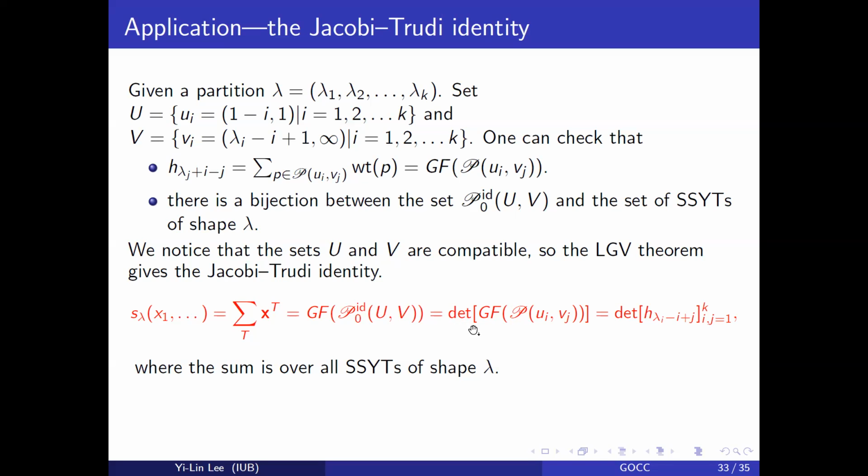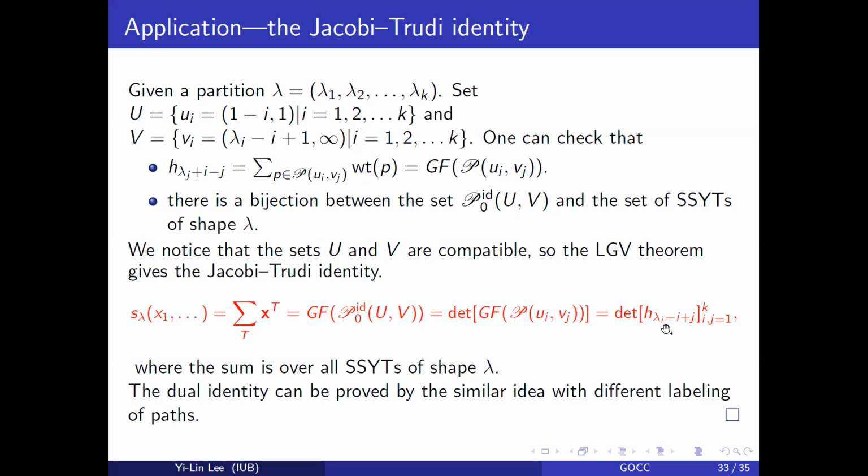And it's given by the determinant of a matrix where the ij entry is the weighted sum of paths going from Ui to Vj. And this is nothing but the homogeneous symmetric functions. Okay, so that's the combinatorial proof of the Jacobi-Trudi identity using the Lindström-Gessel-Viennot theorem. Of course, the dual identity can be proved by a similar idea, but you just need to use different labelings. So we are not talking about this here. Okay, so that's the basic idea.